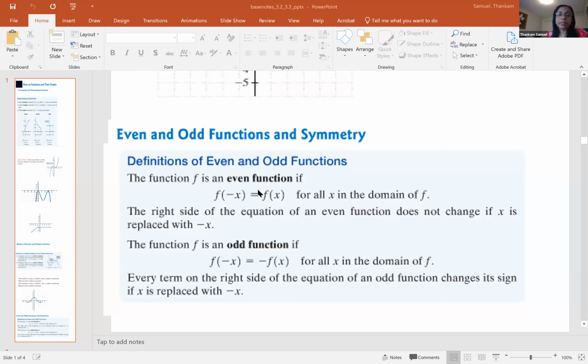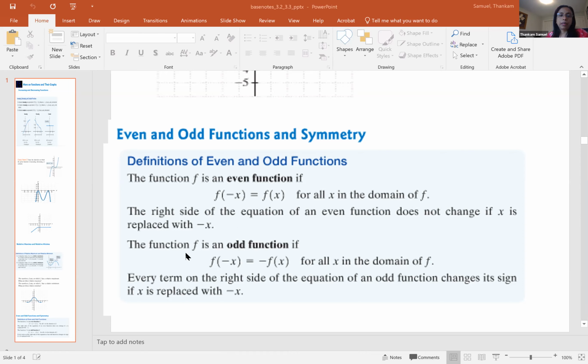So the function f is an even function if f of negative x equals f of x for all x in the domain of f. So in other words, if you replace x by negative x in the given function, and if you get the same function, f of x, then we can say that it is an even function. So the right side of the equation of an even function does not change if x is replaced with negative x.